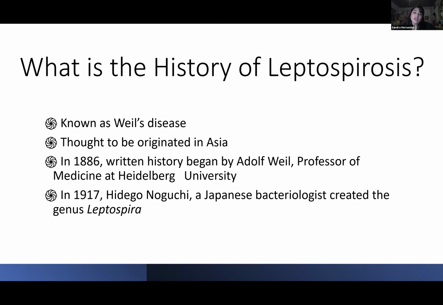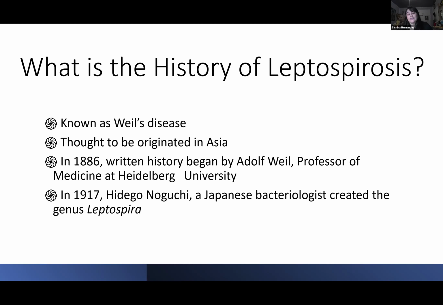What is the history of leptospirosis? It actually is known as Weil's disease, and it was thought that it originated in Asia. In 1886, Adolf Weil, the professor of medicine at Heidelberg University, began to write the history of leptospirosis. He described 4 cases of an acute febrile illness characterized by jaundice, abnormal signs in the central nervous system, and renal malfunction. Then in 1887, the term Weil's disease was coined.